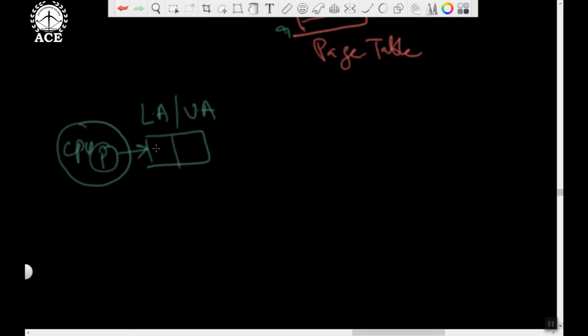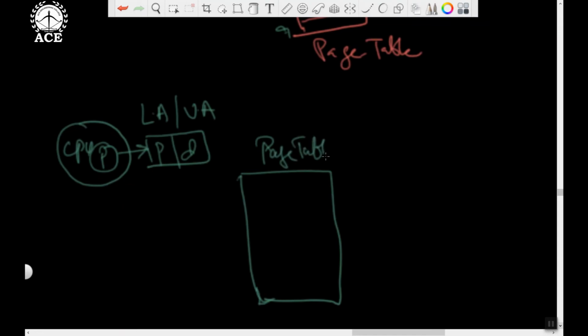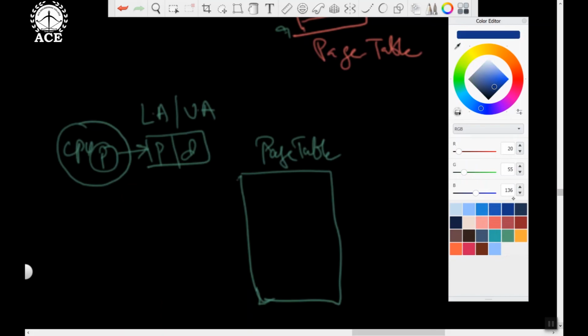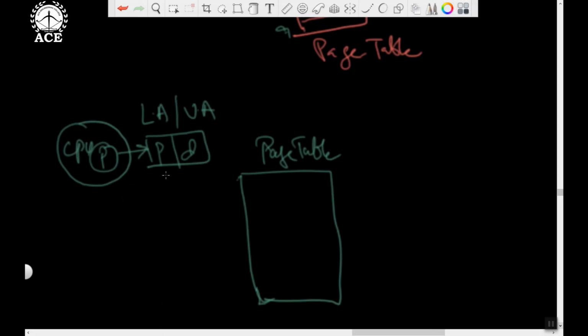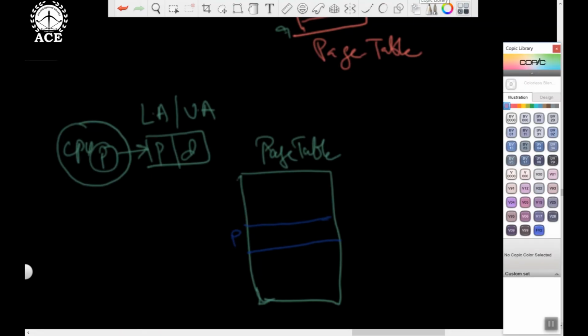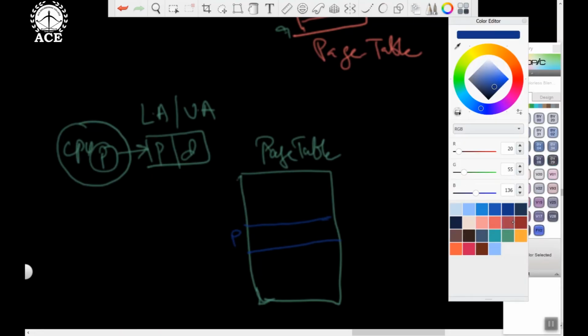A program runs on the CPU and generates the logical address, also called the virtual address. This will be divided into two parts, page number and offset. Remember, I have shown this diagram in the class. You can refer to it again for further understanding. This is the page table. For every page, I said there will be an entry in the page table. This is the entry for page number P.